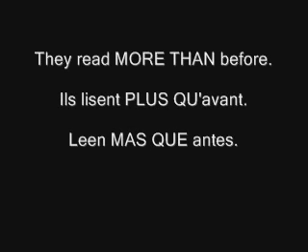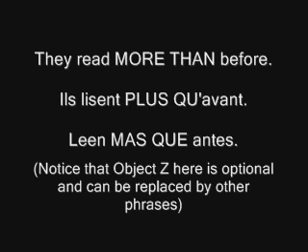If I say they read more than before, in French it will be ils lisent plus qu'avant. Ils lisent plus qu'avant. Leen más que antes. In Spanish, as you can see here, the formula slightly changed. We had the object x, the first item to compare, which was here ils, the subject, then the verb, then plus que, and then the rest of the sentence. They read more than before.